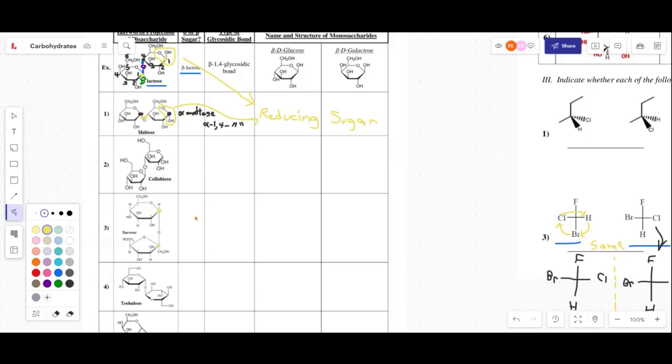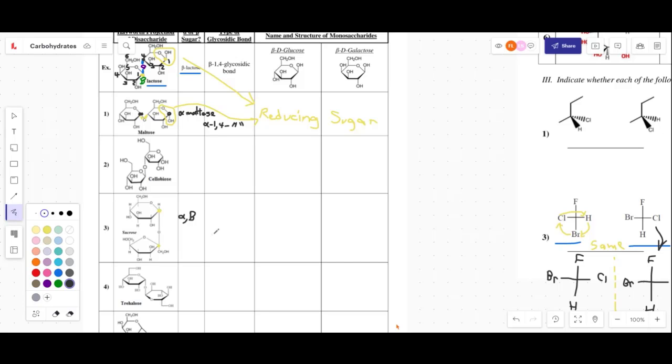Because of that, this would not simply be an alpha sugar or a beta sugar. So the ring on top, is it alpha or beta? It's alpha, because the oxygen's going down. The ring on bottom is what? Beta. So this is alpha beta.